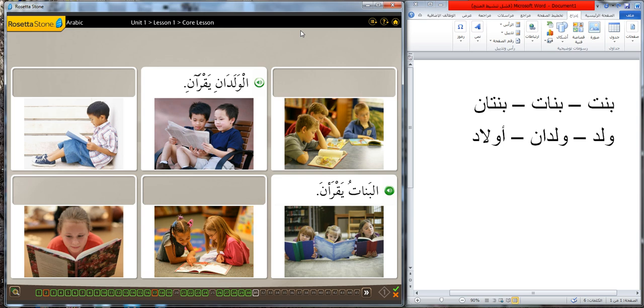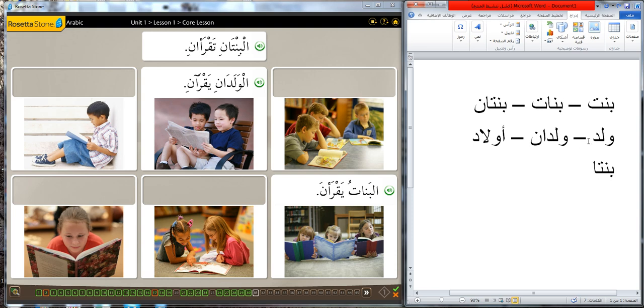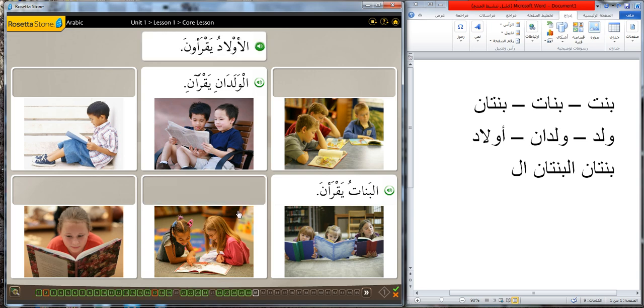الولدان يقرآن. البنات يقرأن. البنتان تقرآن. So here we have البنتان, bintan, two girls. And now the two girls البنتان تقرآن. الأولاد يقرؤون. الأولاد, أولاد.